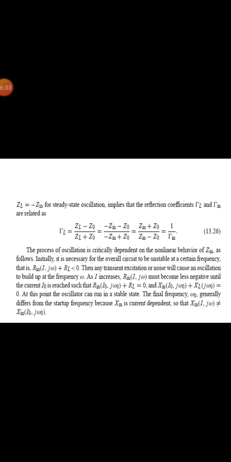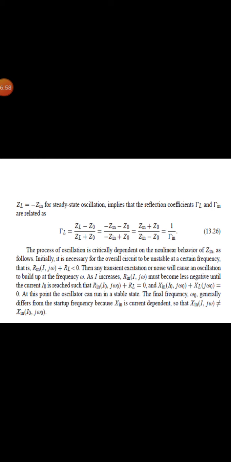Initially, it is necessary for the overall circuit to be unstable at a certain frequency, that is, Rn of I, j omega plus RL should be less than 0. Then any transient excitation or noise will cause an oscillation to build up at the frequency omega.